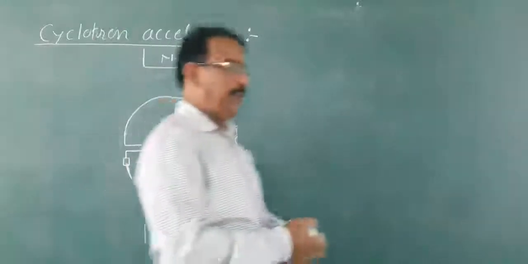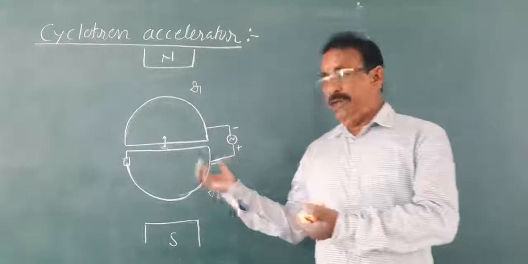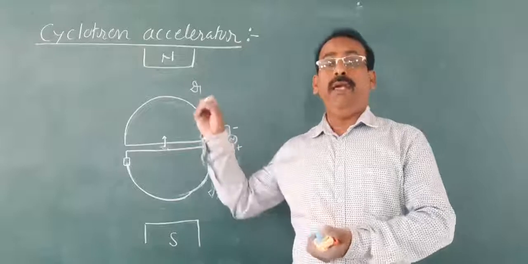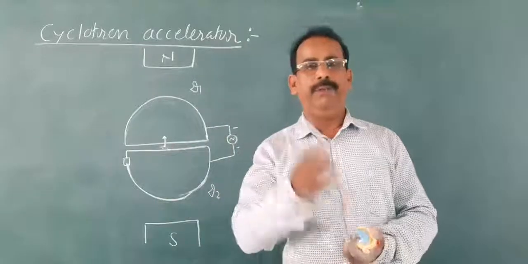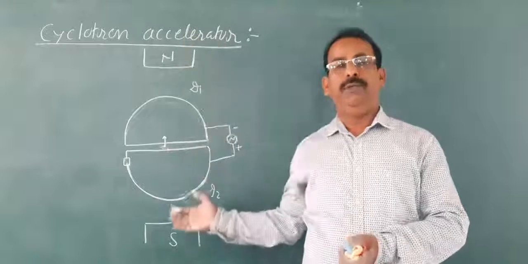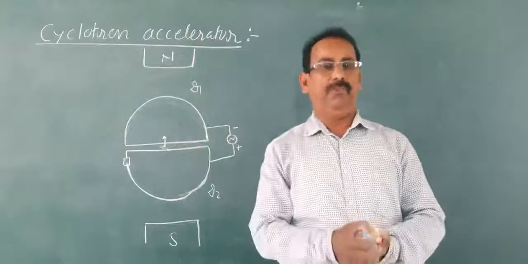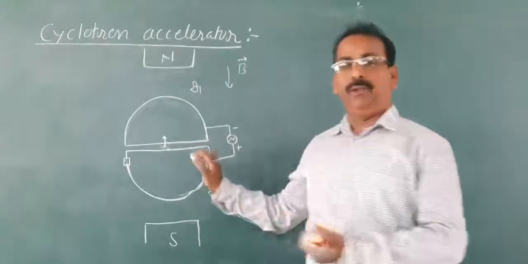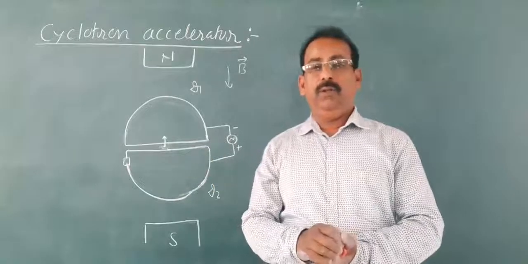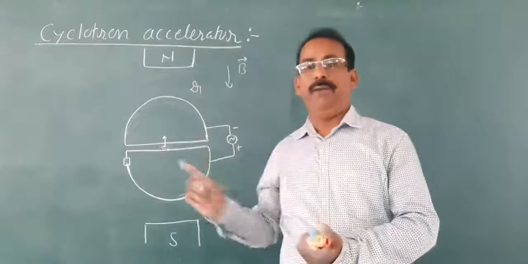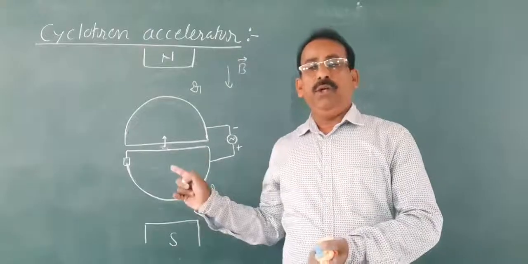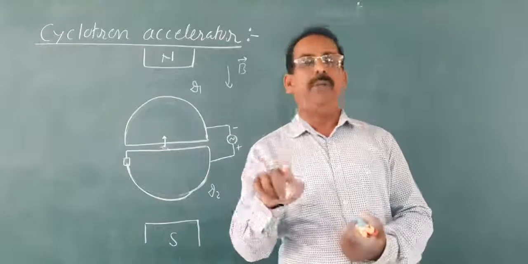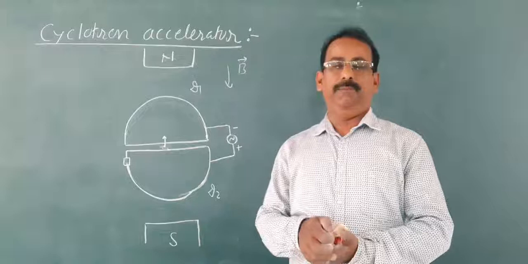As soon as this positive ion takes the entry in D1, magnetic force acts on that positive charge due to the magnetic field produced by these two pole pieces. The direction of magnetic field is perpendicular to the plane of D. Means when this charged particle enters in D1, the direction of velocity comes perpendicular to the direction of magnetic field.